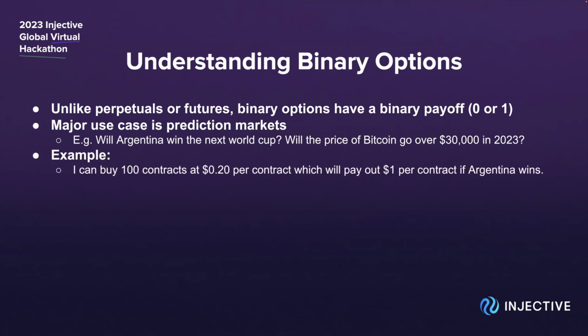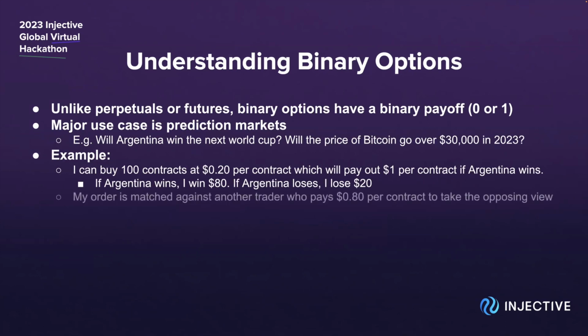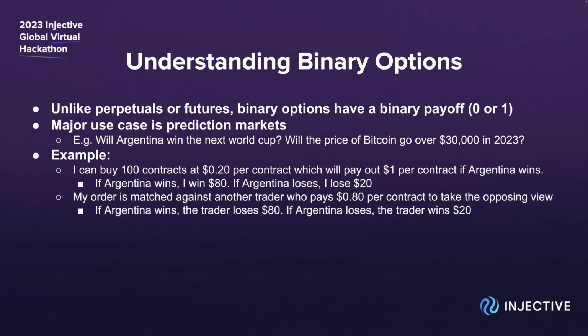To give you a more concrete example, you can buy 100 contracts at 20 cents per contract. That will pay out $1 if Argentina wins. So if they do win, you'll win $80. If Argentina loses, you'll have lost the money that you have put in, which in this case is $20. Here, your order is matched against another trader who pays 80 cents per contract to take the opposing view. So if Argentina wins, that trader loses $80. If Argentina loses, that trader wins $20. And as you can see, it's a zero-sum system.